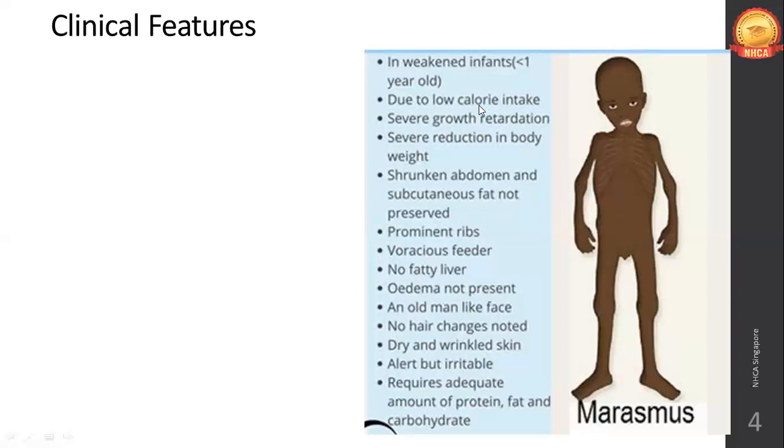It requires an adequate amount of protein, fat, and carbohydrates because not just fat has been lost, muscle wasting is also there. So protein was also lost. And definitely carbohydrate and energy requirements are not up to the mark. So the child will require a protein, fat, and carbohydrate focused diet. So these are the clinical features of marasmus.